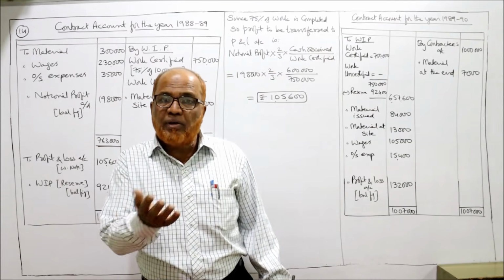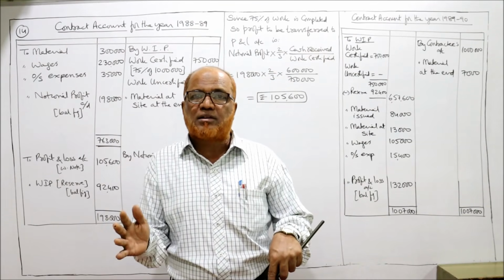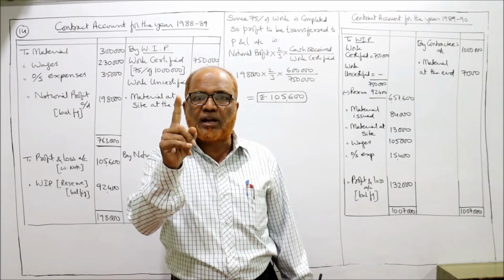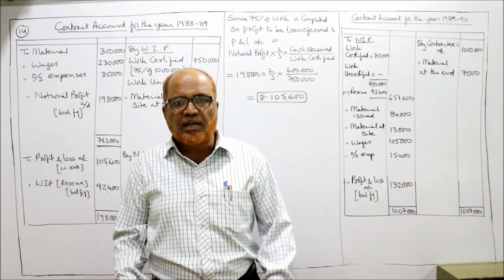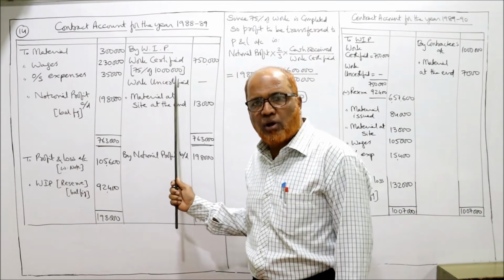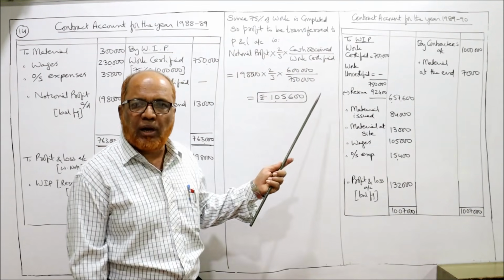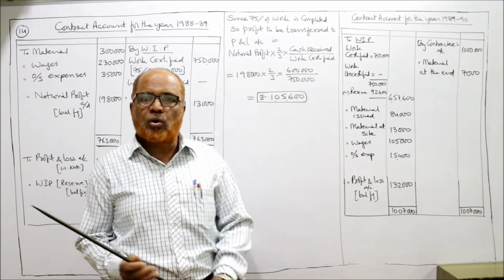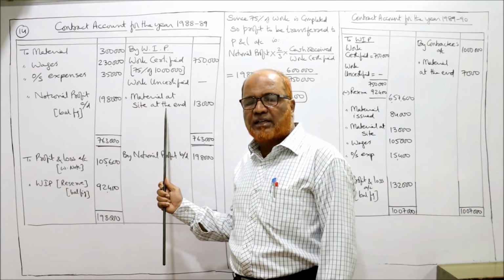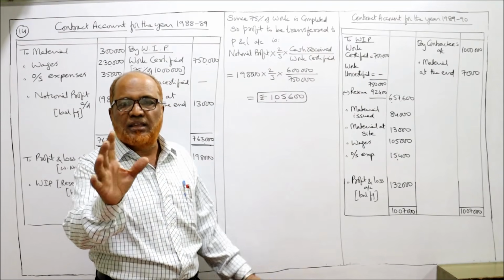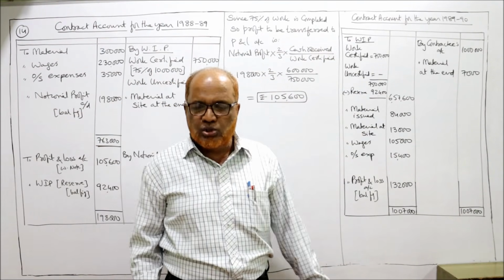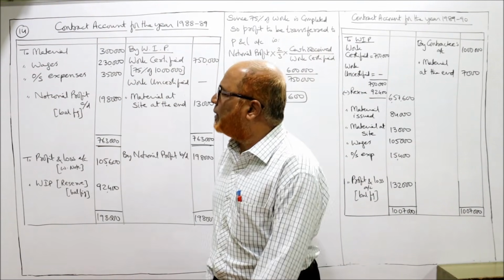So again, the previous problem and this problem are entirely different. In this problem, the same contract is running from one year to another year. The thing you have to remember is that the closing WIP of first year will become the opening WIP of the second year. The closing stock of material at the end of first year will be consumed in the second year. That you have to remember. That's all. So this is the end of problem number 14.